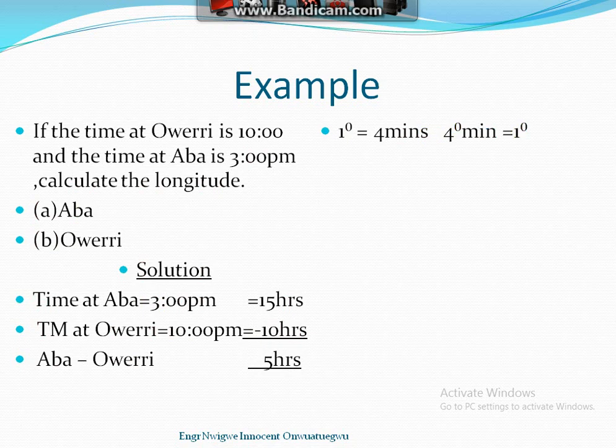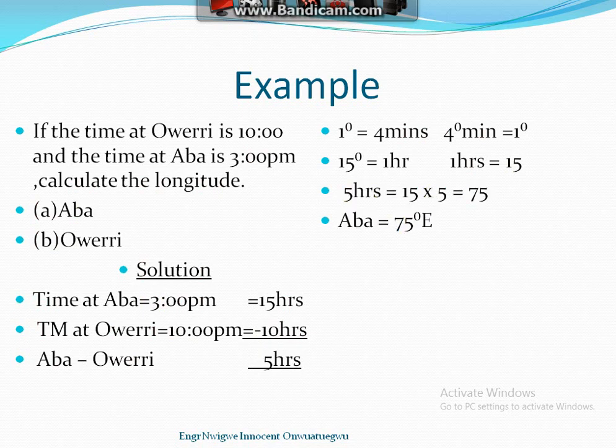1 degree is equal to 4 minutes. 4 minutes is equal to 1 degree. 15 degrees is equal to 1 hour. 1 hour is equal to 15 degrees. For 5 hours, 15 times 5 will give us 75. Therefore, Aba is 75 degrees east, Owerri is 75 degrees west.